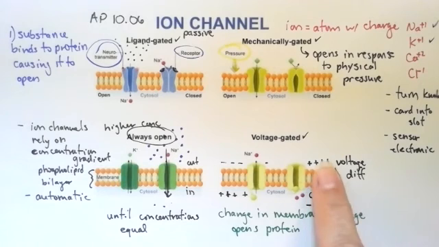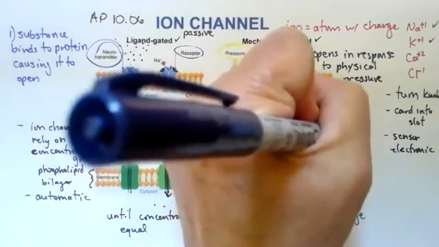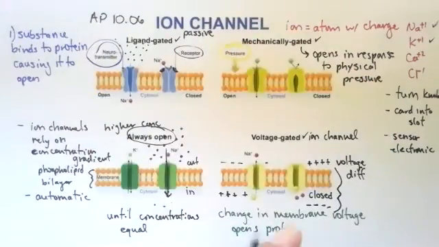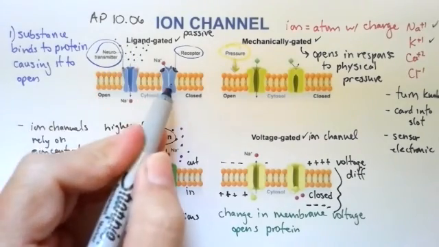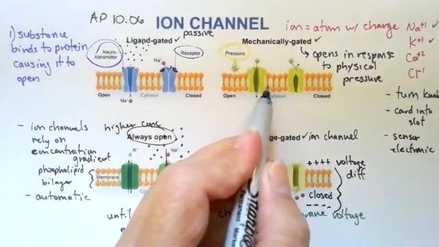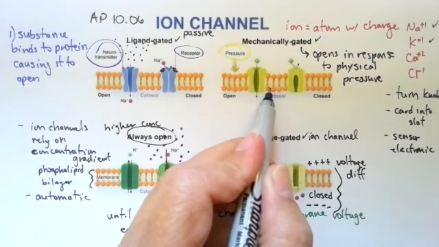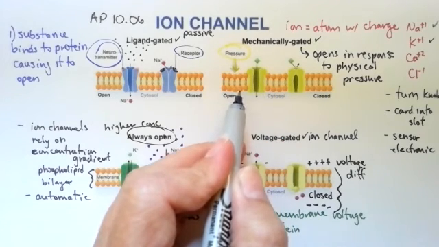So at rest or starting out, we're here, but then there's a change. So if we use the term voltage gated ion channel, we're talking about this. If we talk about a ligand gated ion channel, we're talking about one that opens because something binds to it. If we talk about a mechanically gated ion channel, we're talking about an ion channel that opens in response to pressure.